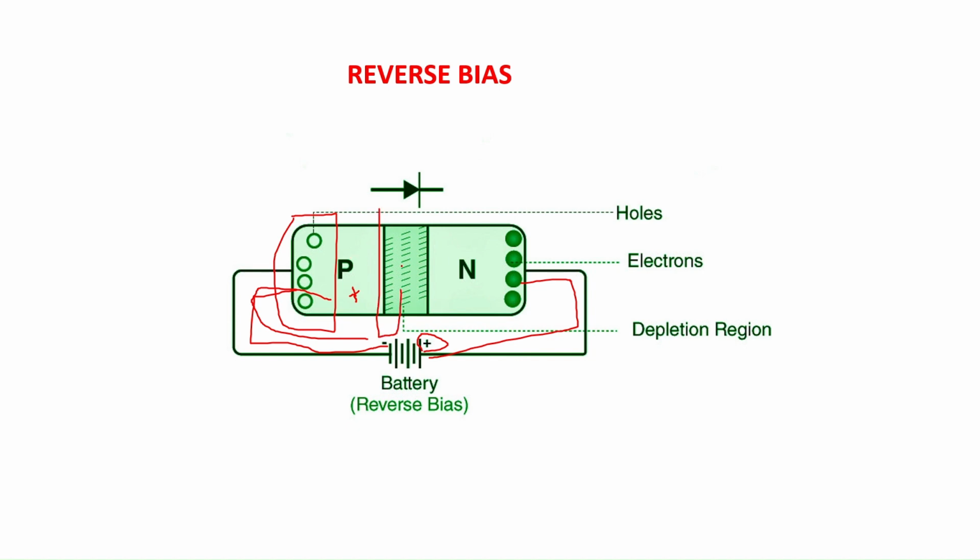Similarly, in case of N-type material, the electrons are attracted by this positive pole of the battery. So the electrons, which are the majority charge carriers, are accumulated at this end, whereas the minority charge carriers, which are holes in N-type, are accumulated at the PN junction. In this case, the width of the depletion region increases, and as a result, the resistance for the flow of current through the PN junction diode also increases.